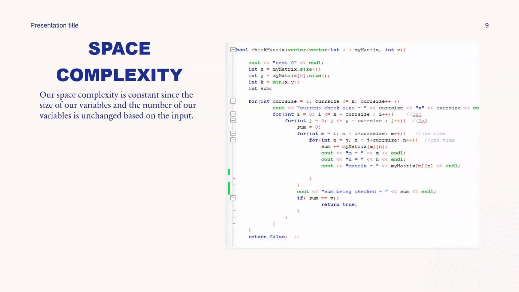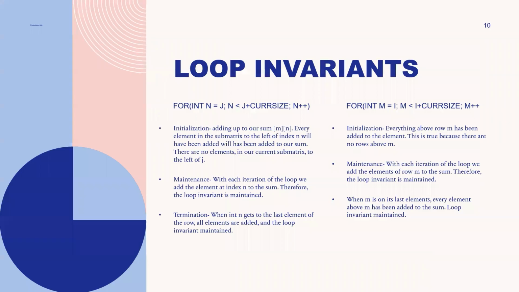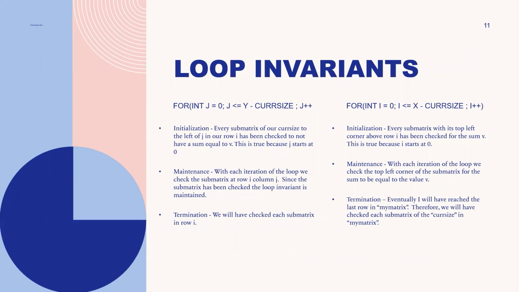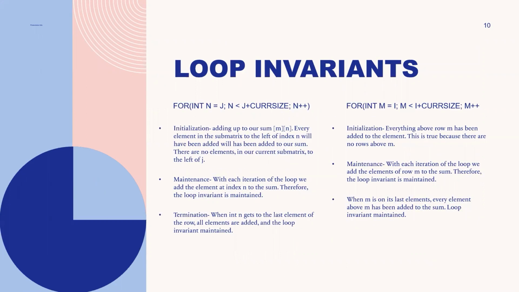So yeah, space complexity, it's constant. Like I said, loop invariance. So for the first one, we add up the sums of m times n. So this is our very inner loop.